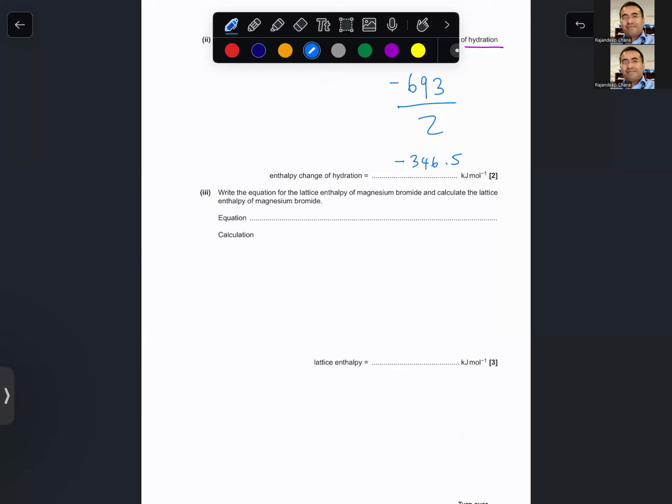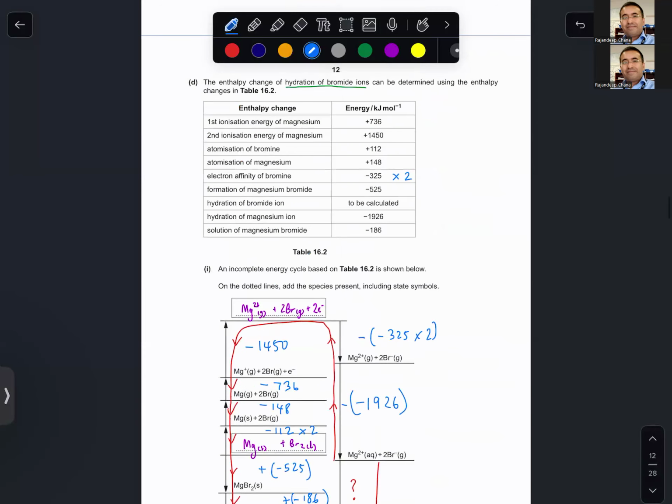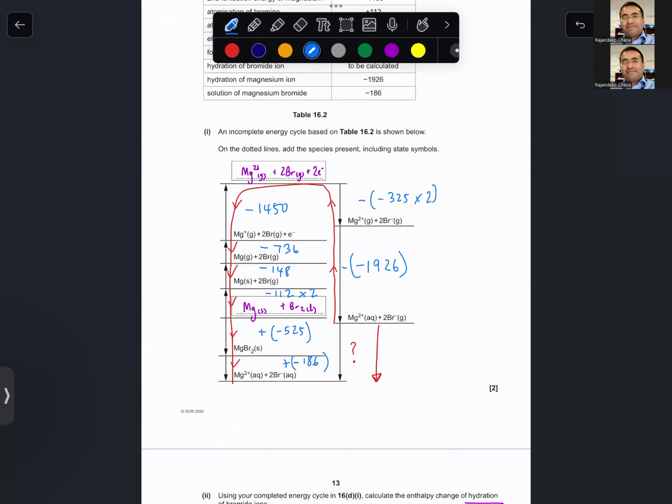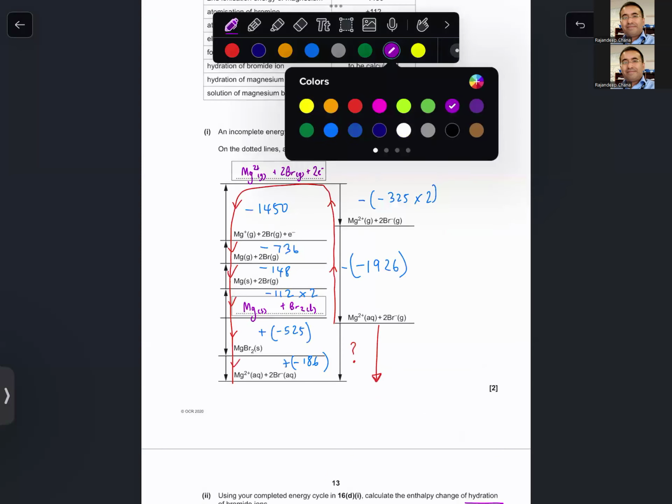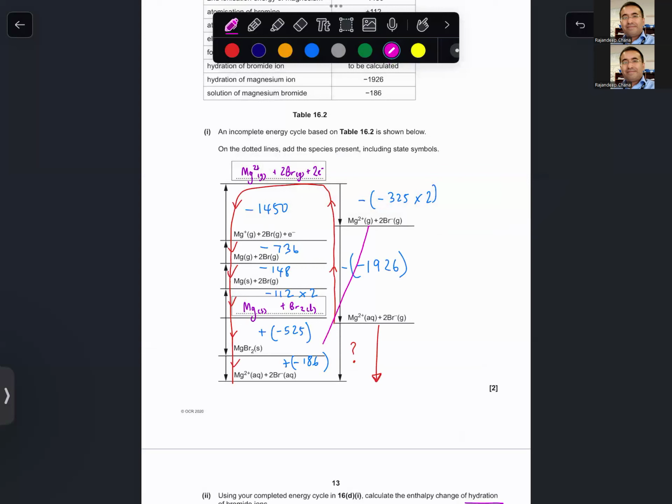Write the equation for the lattice enthalpy of magnesium bromide and calculate the lattice enthalpy of magnesium bromide. Lattice enthalpy is where 1 mole of an ionic compound, ionic solid, is formed from its gaseous ions. Just curious, was there no lattice enthalpy here? No, there wasn't. Because lattice enthalpy is going from the gaseous ions to the solid. And they didn't show that step, and that's what they want us to work out.